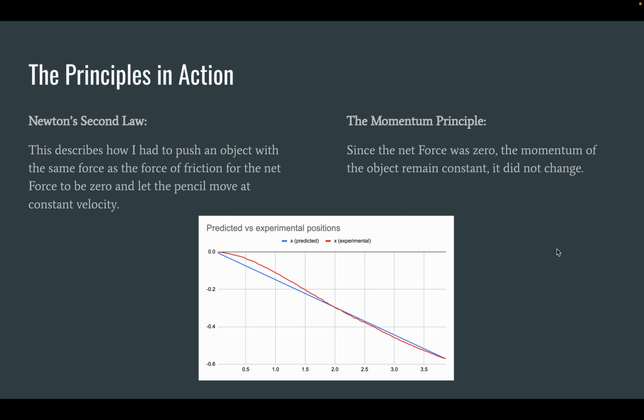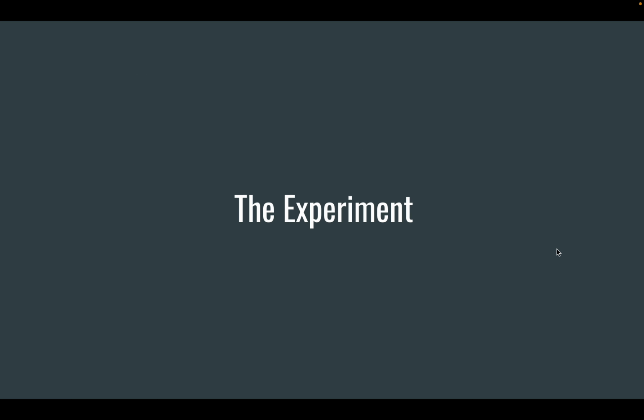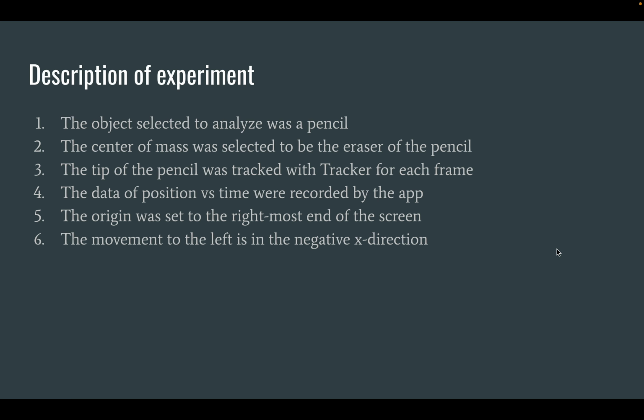Newton's second law describes how I had to push an object with the same force as the force of friction for the net force to be zero and let the pencil move at a constant velocity. The momentum principle: since the net force was zero, the momentum of the object remained constant, so it did not change, and the velocity did not change either. So now let's get into the experiment.